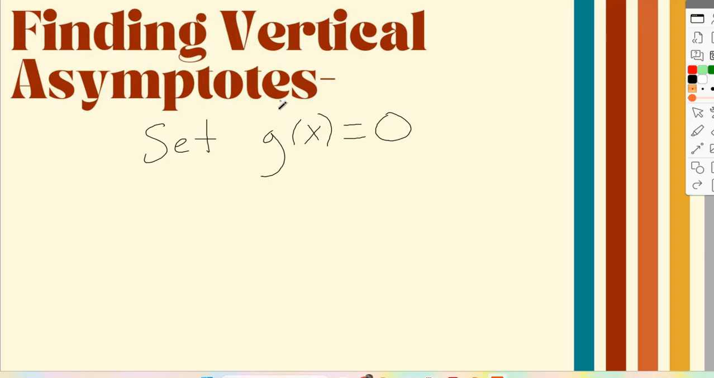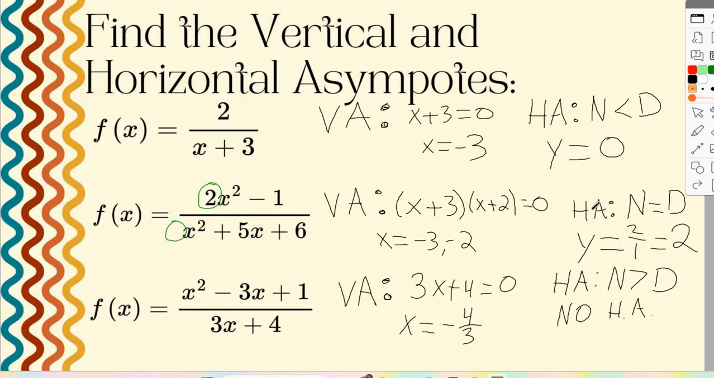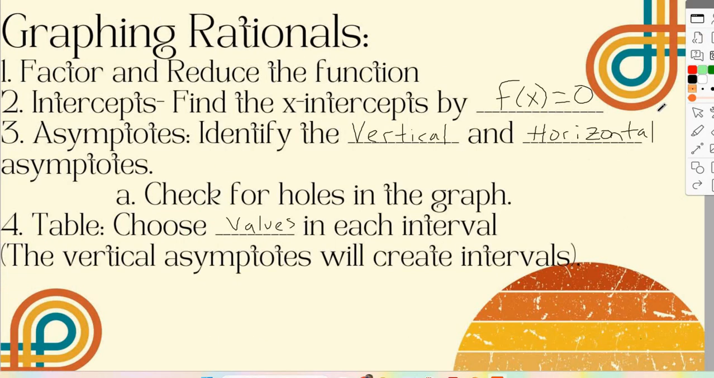Remember, for our vertical asymptotes, we set g of x, which is the denominator, equal to 0. For our horizontal, we're looking at what our values are getting closer and closer to, and that's where we had case 1, case 2, case 3, where we look at the degree of the top and the degree of the bottom. Then we did some examples finding vertical and horizontal. The whole reason we worked on that is because today we're going to apply that to graph some vertical and horizontal asymptotes for our rationals.